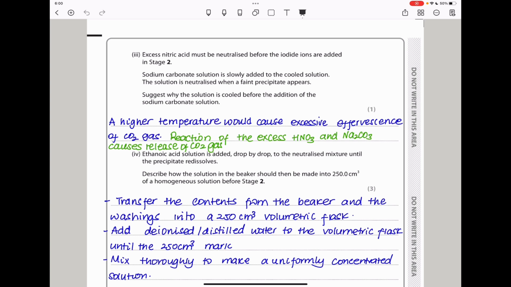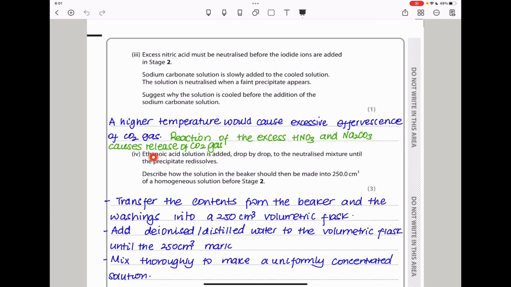Now we know that when sodium carbonate reacts with nitric acid, of course, we're going to produce a salt, carbon dioxide, and water. And there is effervescence of carbon dioxide gas. Now, if the nitric acid is hot, it means the reaction is going to be excessively fast or very vigorous, meaning there will be excessive effervescence of carbon dioxide gas. To prevent that, we cool down the acid first so that the rate of reaction will not be as fast or as vigorous. That is the reason why.